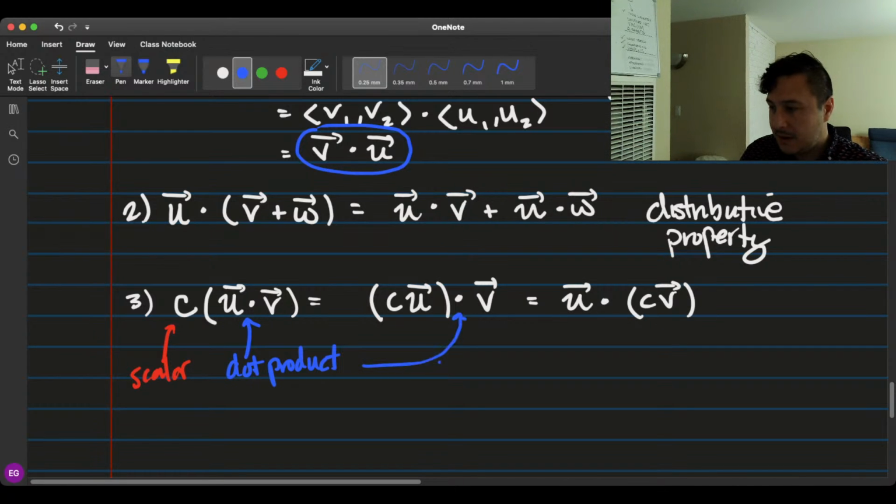Dot product, dot product. Scalar, scalar.